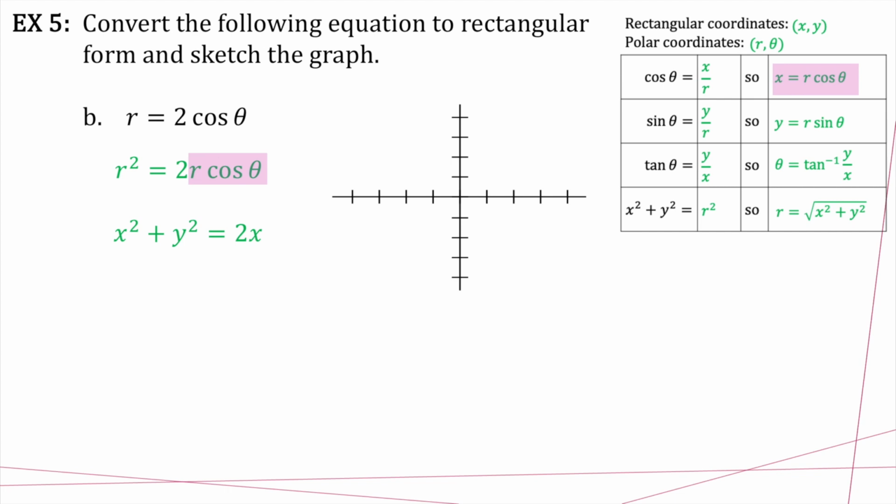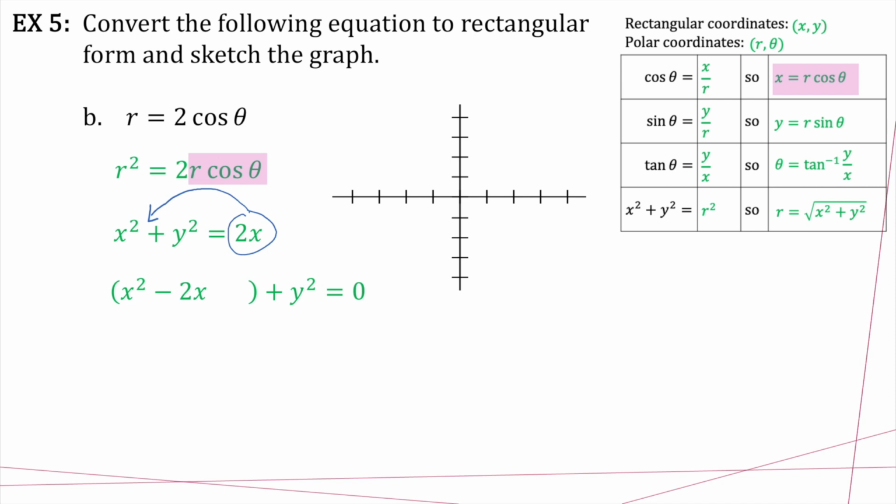How do we graph this? Well, to graph this, we're going to do this cool thing that I know you've seen before called completing the square. So I'm going to take this 2x and subtract it over here.